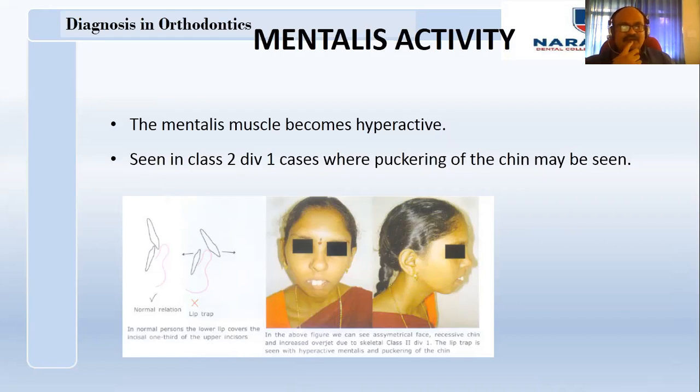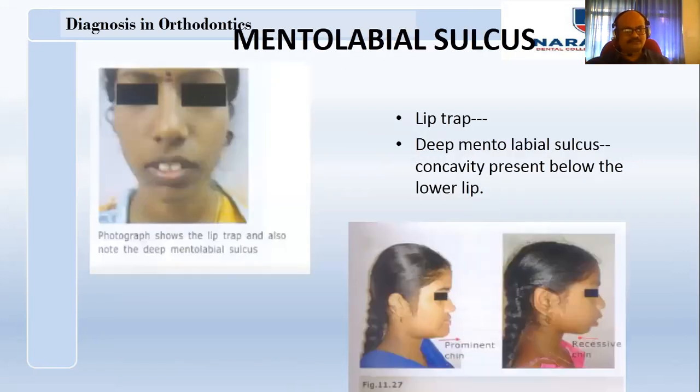So what happens? Whenever the lip traps, it throws a pressure on the upper anteriors. When the lip traps in between and throws a pressure, the proclination increases a little bit. When the proclination increases, lip trap increases. When the lip trap increases, again the proclination increases. So this sets up a vicious circle until the balance of forces occurs. By this time, the patient might have severely proclined upper incisors. So the patient is having lip trap and a deep mentolabial sulcus.